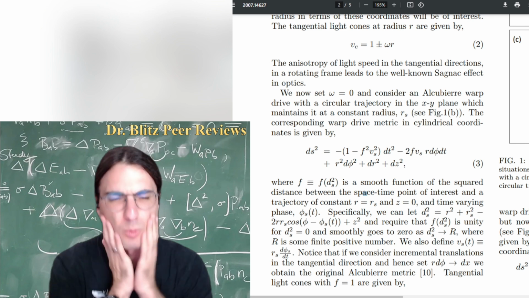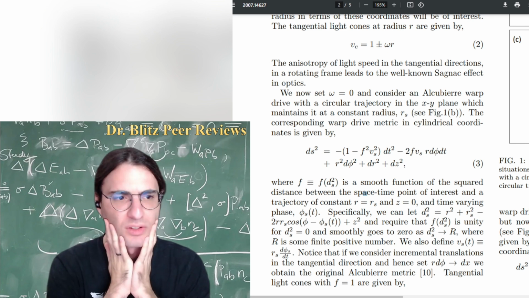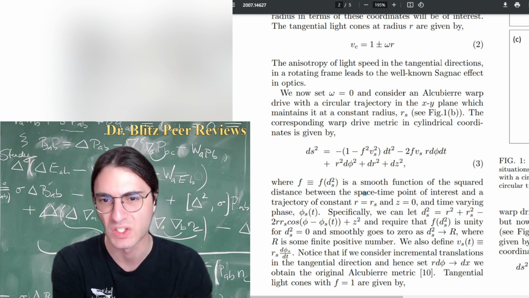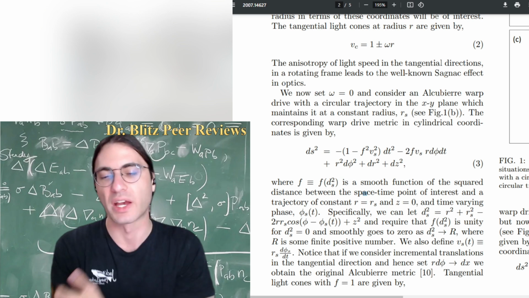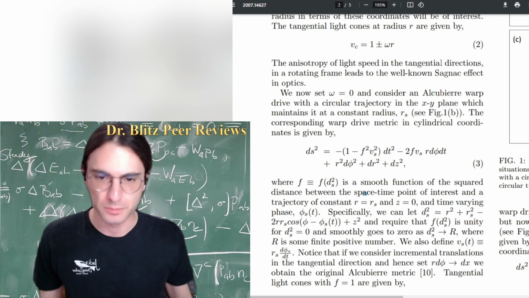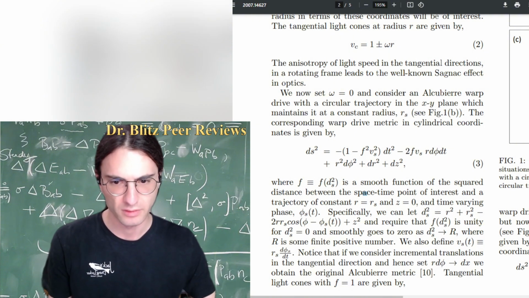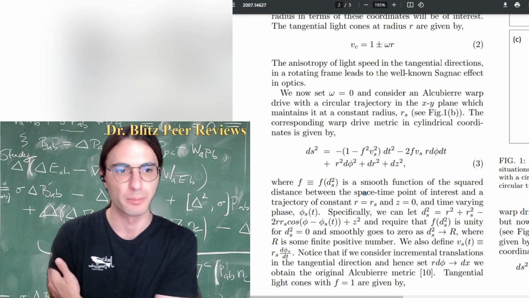So, wait a minute, what does that mean? Let's think about this. It's a smooth function of the squared distance between the space-time point of interest and a trajectory of constant r. Oh, okay, I see. Let's think about this for a minute.